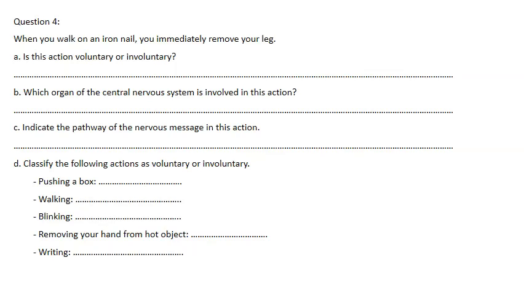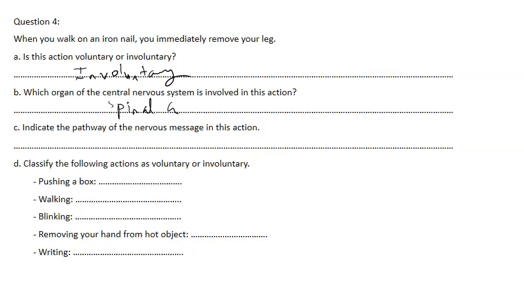Question 4. Can you read, please? When you walk on an iron nail, you immediately remove your leg. Is this action voluntary or involuntary? It's involuntary. It's a reflex. It's a protective method. Which organ of the central nervous system is involved in this action? Is it the brain or the spinal cord? Spinal cord. The spinal cord is responsible for the involuntary actions. We discussed this in the chapter about the nervous system.